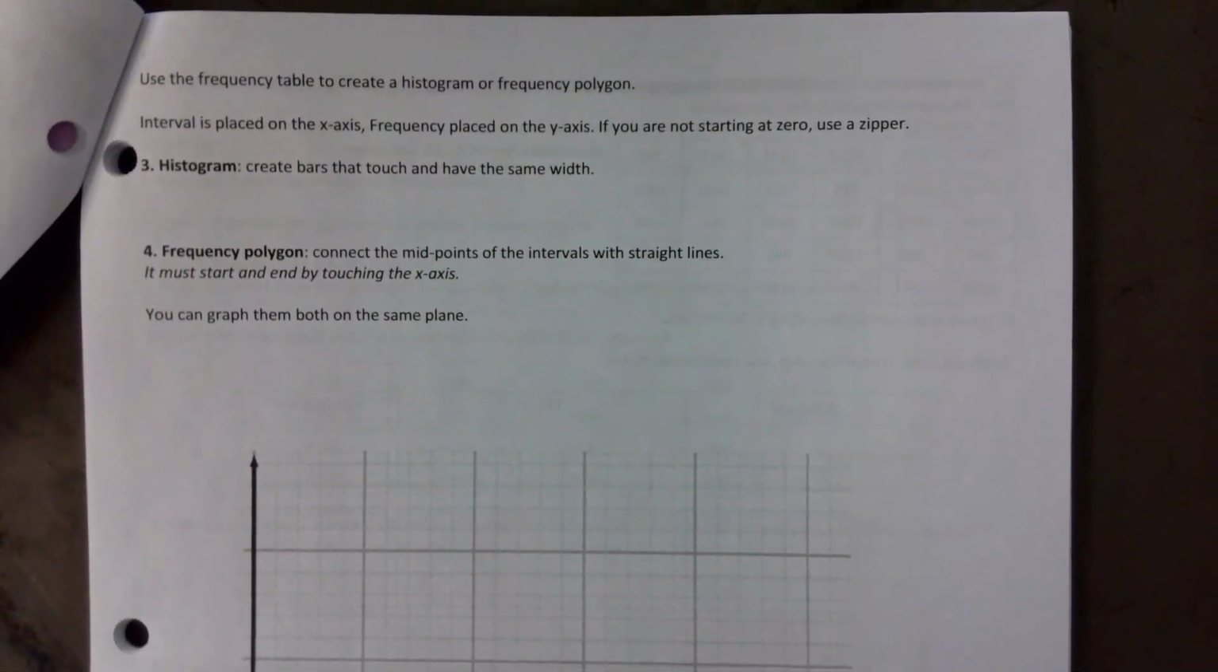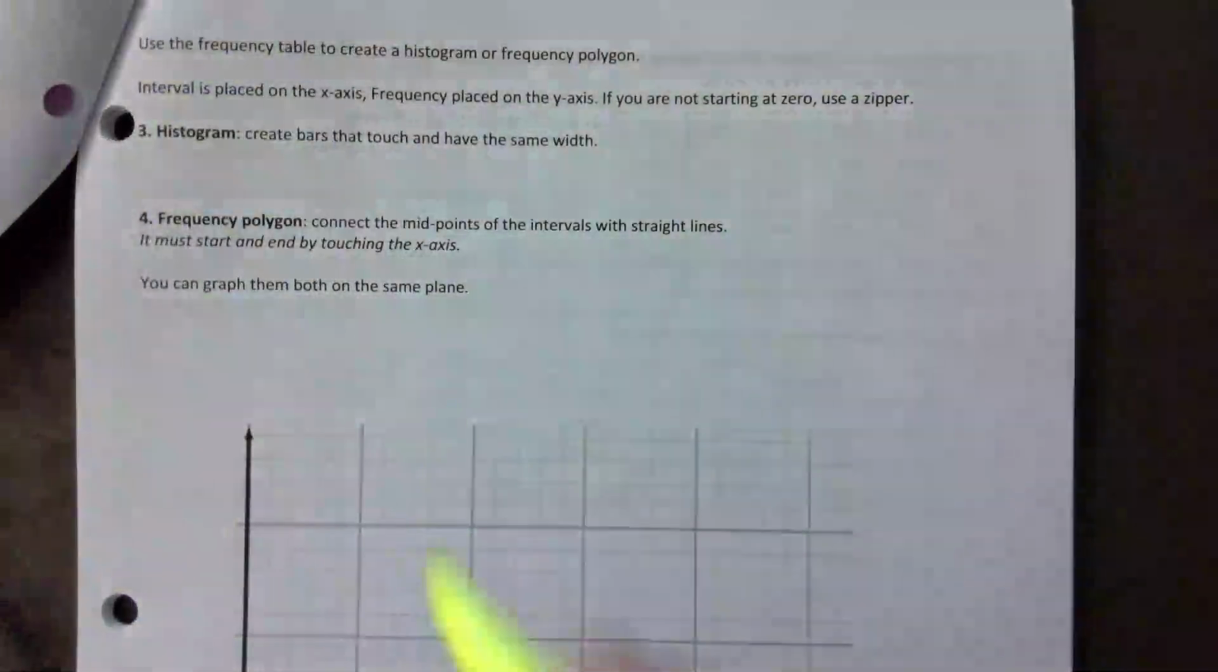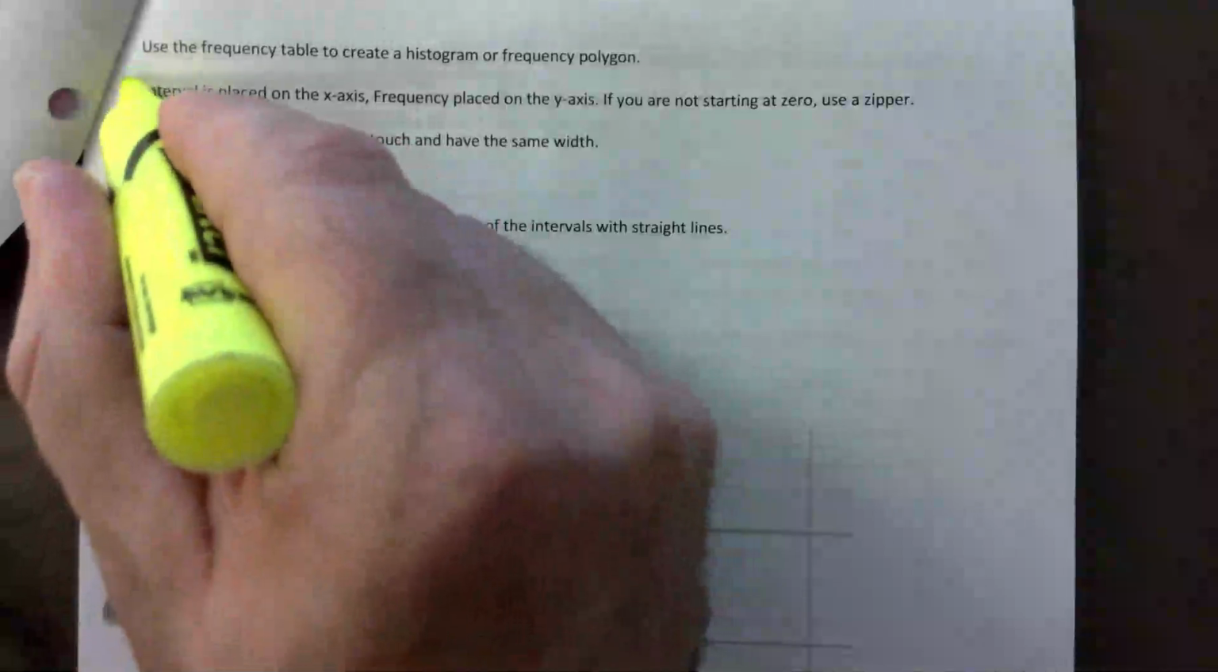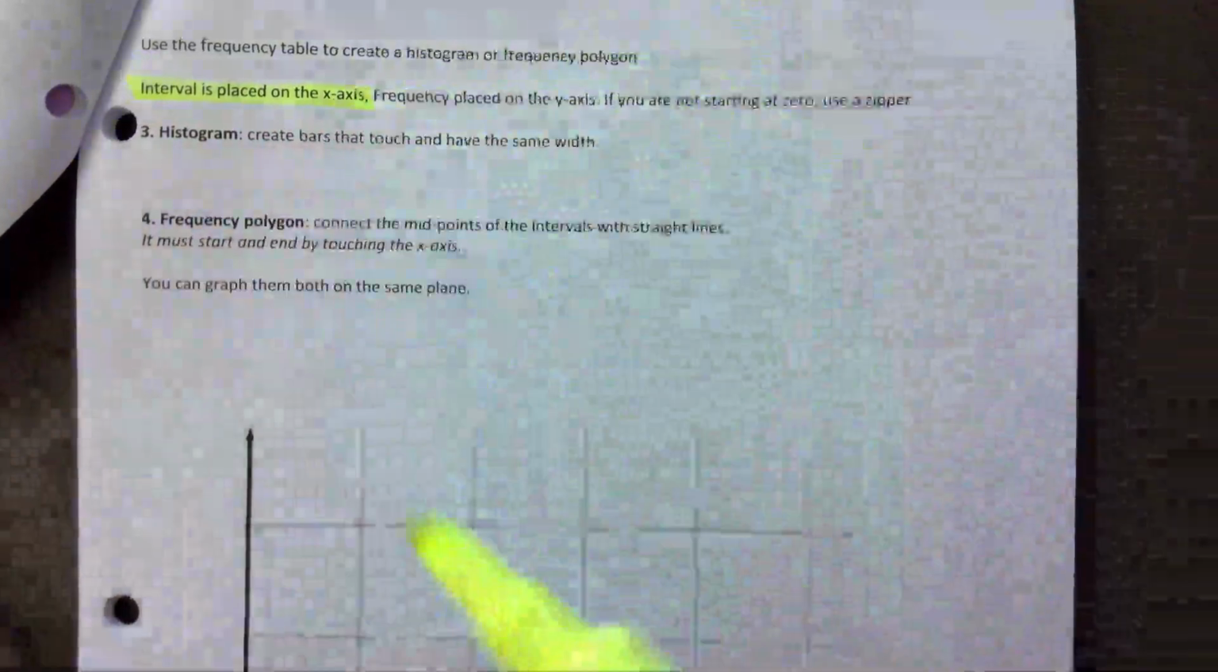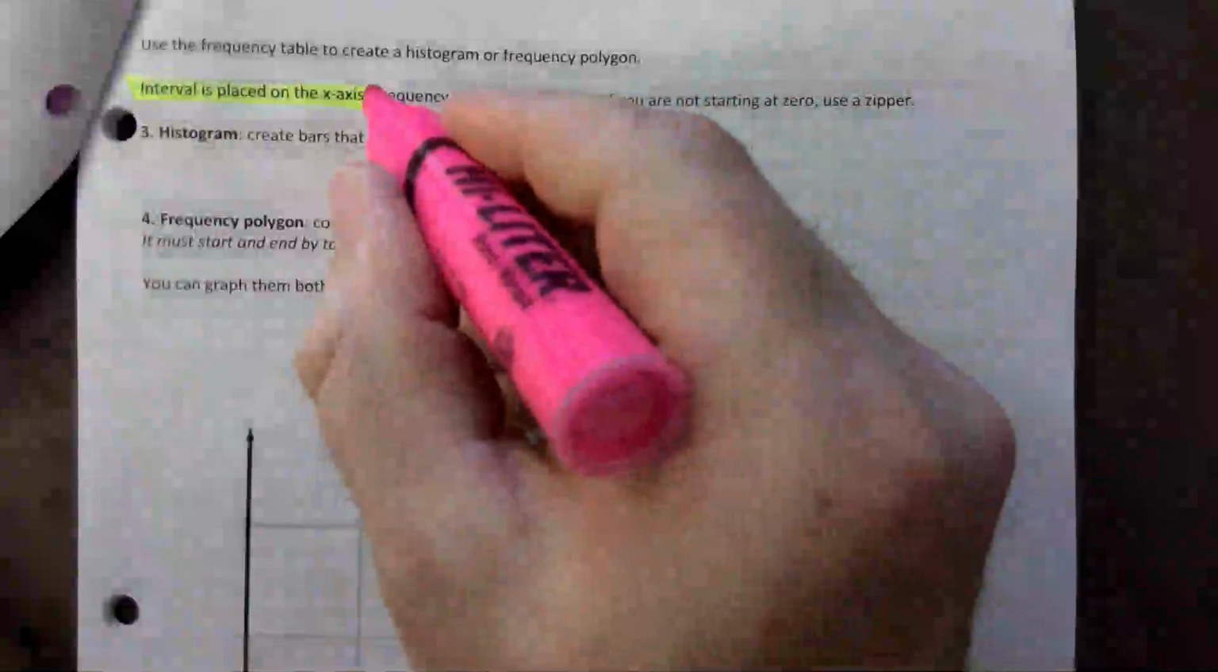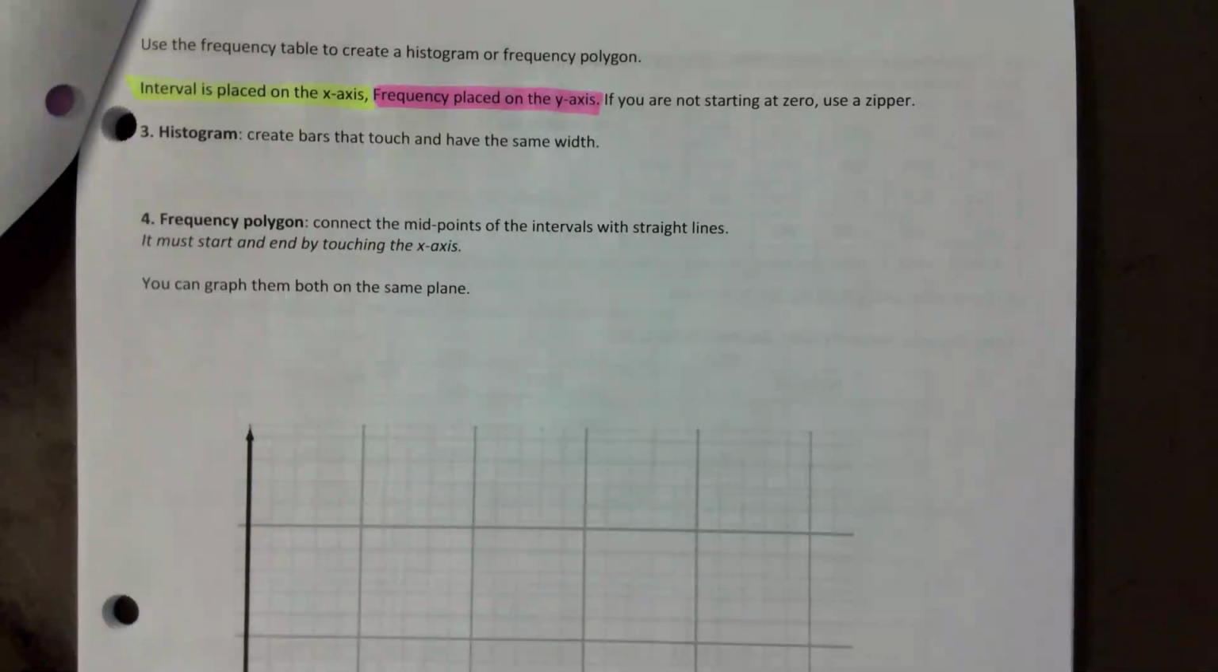Use the frequency table to create a histogram or frequency polygon. Okay. Interval is placed on the x-axis, so make sure you highlight that. Whereas frequency is on the y-axis. Always.